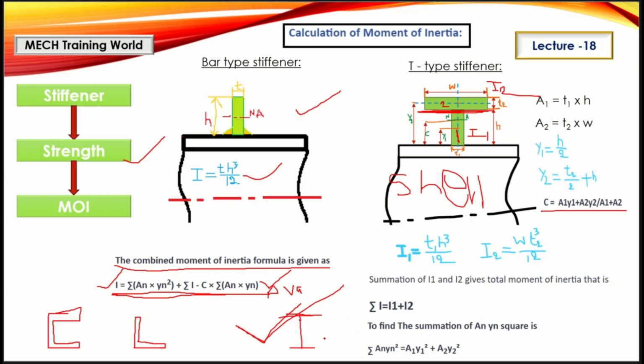So as of now, we calculated the available moment of inertia only. But the code gives some formulas to find out the required moment of inertia. So we need to compare this available moment of inertia with the code given formula, guys. Okay.